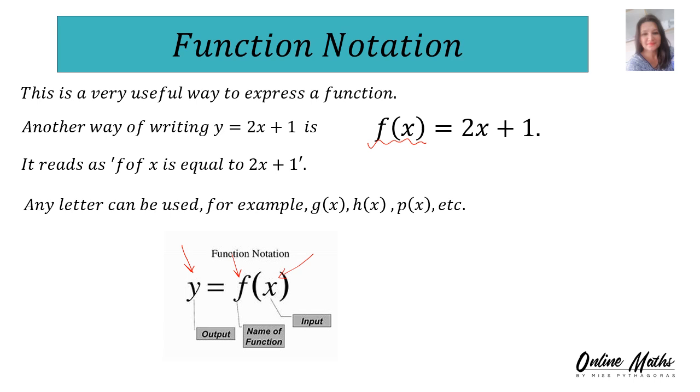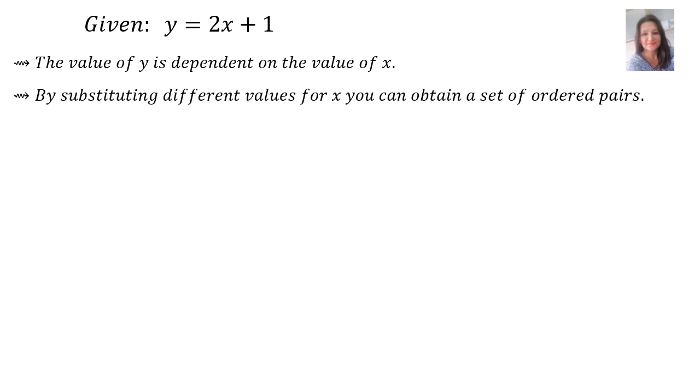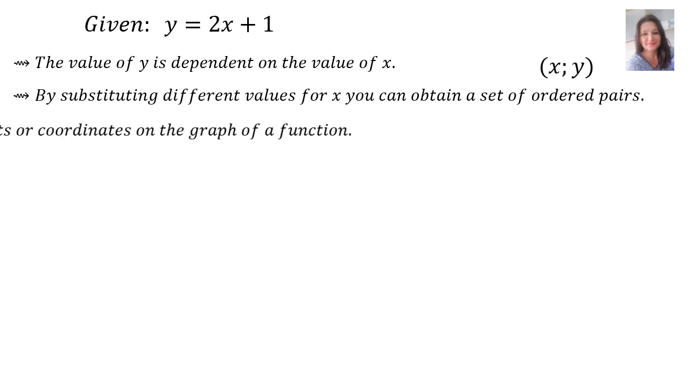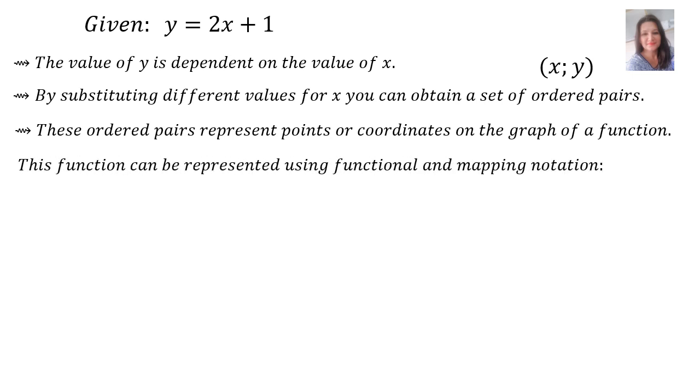Given y is equal to 2x plus 1. The value of y is dependent on the value of x. By substituting different values for x, you can obtain a set of ordered pairs, x, y. These ordered pairs represent points or coordinates on the graph of a function. This function can be represented using functional and mapping notation.